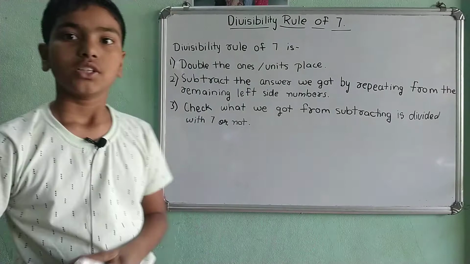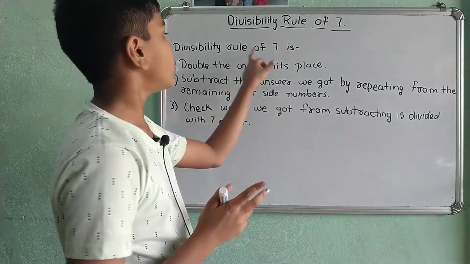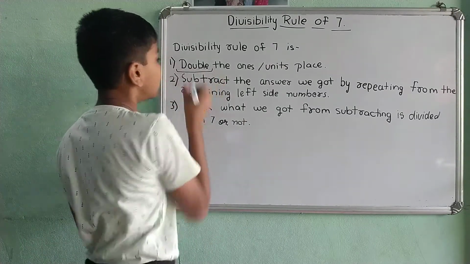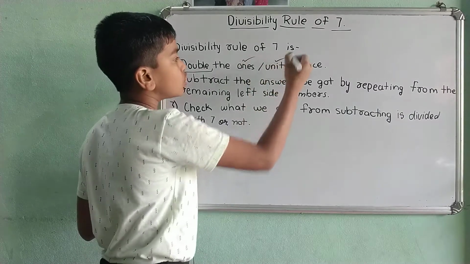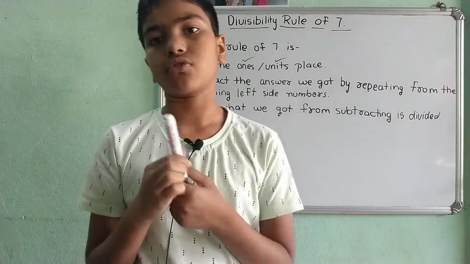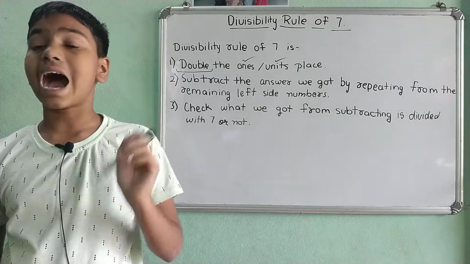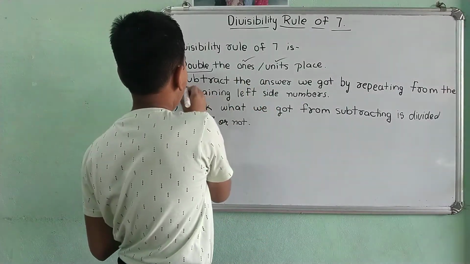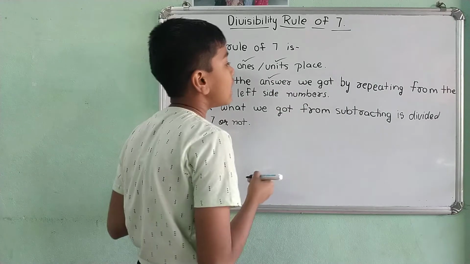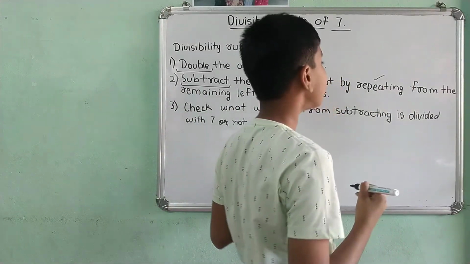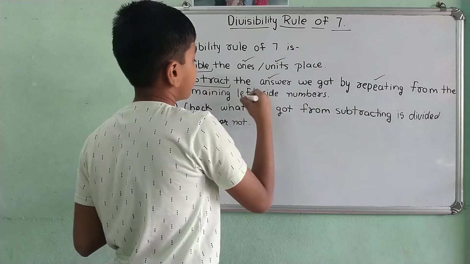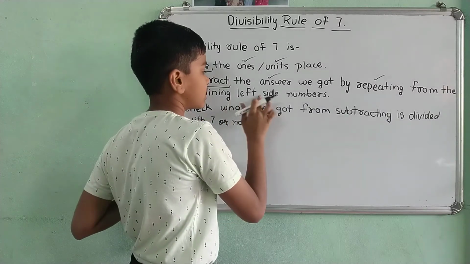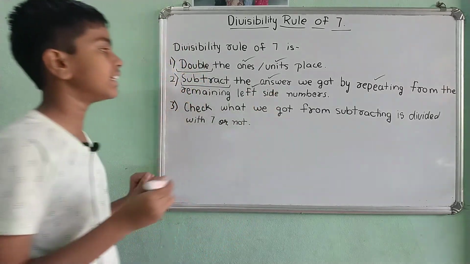Got it? So see, over here, the divisibility rule of 7 is: double the ones or the units place. Not any place, but the last ending place. Now the second step is to subtract the answer we got by repeating from the remaining left side numbers, from the left side numbers.